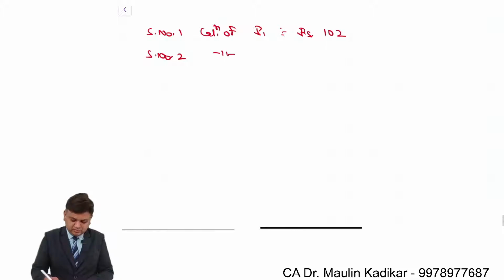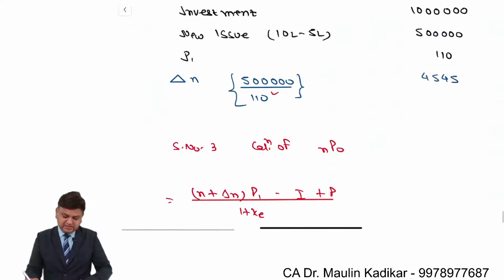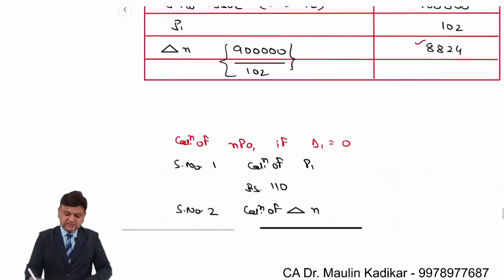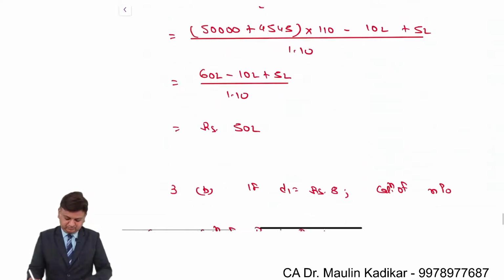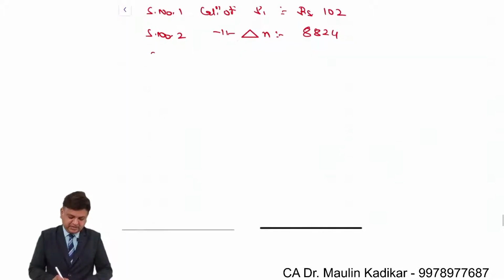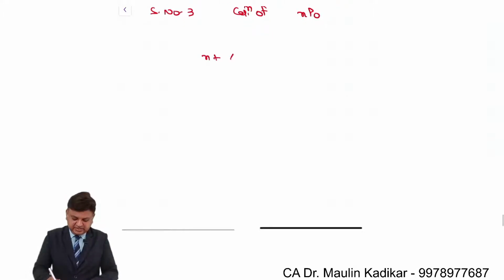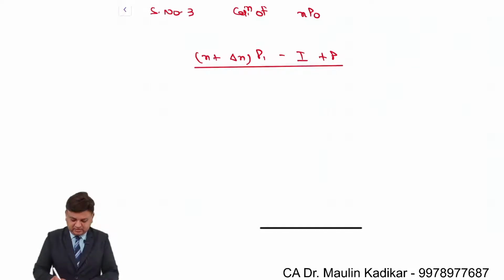Step number 2, calculation of delta n. It is again what we already have found, friends, as a part of the second question's answer. It is 8,824. Now only step number 3 is required to be applied by us, calculation of NP0. It will be found like this: (N plus delta n) into P1 minus investment plus profit of the company, divided by 1 plus K.